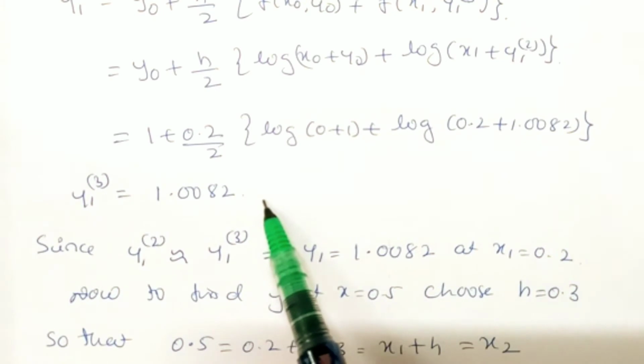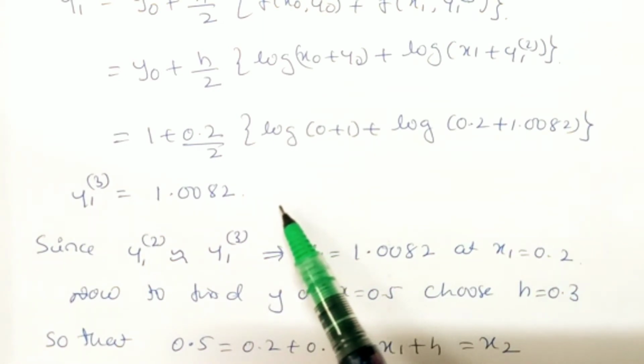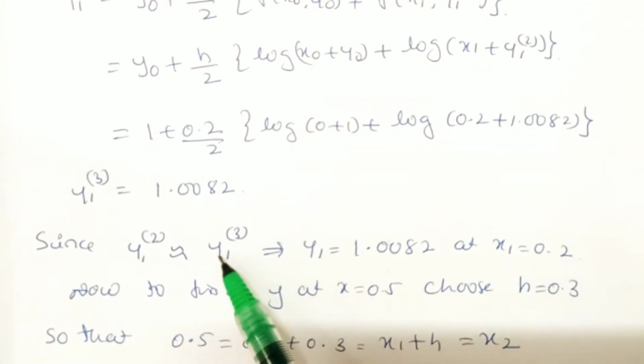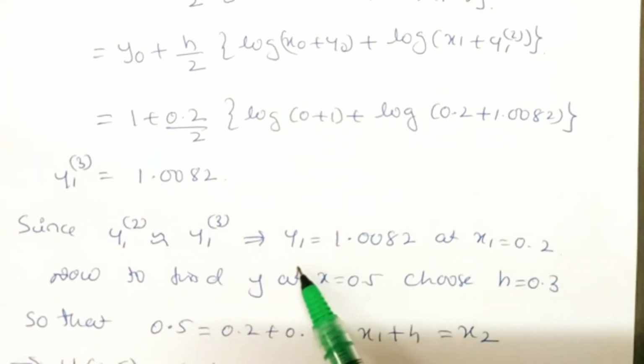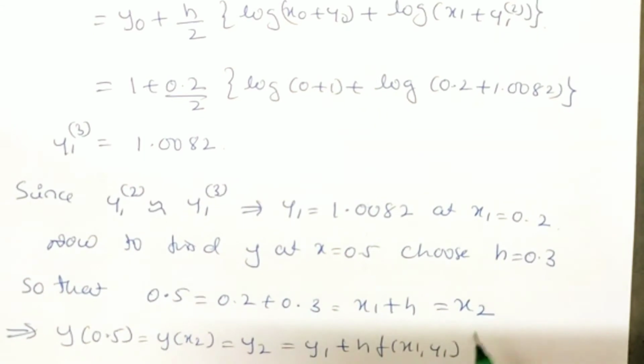So we can see here, second improved value of y1 is how much? 1.0082 only it is. And third improved value is also exactly the same. Therefore we can say that second improved value is approximately equal to third improved value. So we can take y1 equals 1.0082 at x1 equals 0.2.